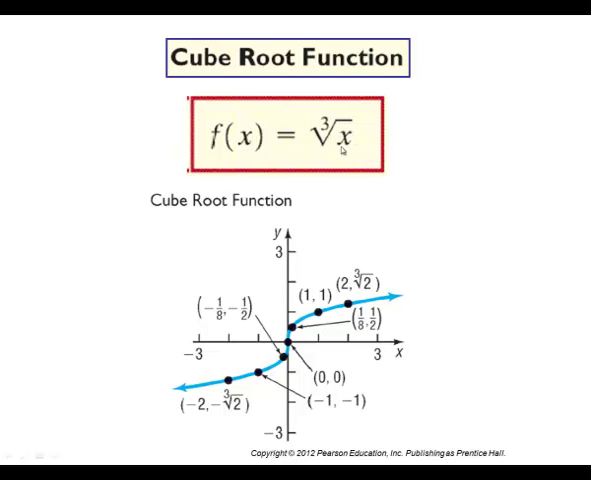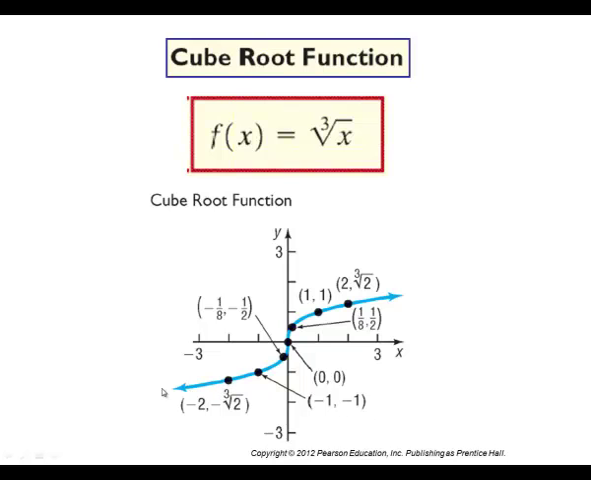Well, you can have a negative for an odd root, because negative 1 times negative 1 times negative 1 is still negative 1. So that's okay, we can have a negative 1 out. We just can't have that for an even root. So the cube root of negative 8 is going to be negative 2.